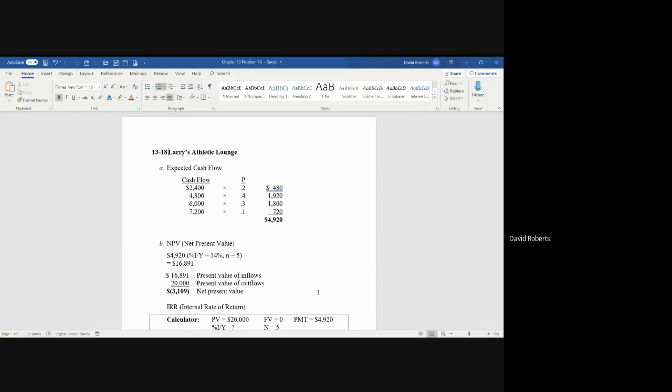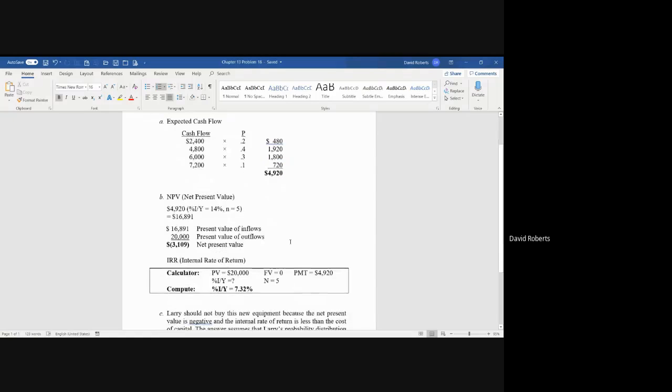And you need to multiply the probability times the cash flow to get the expected cash flow. So you take the 2,400, multiply by 0.2, and you get 480. And you do that for all four possible cash flows. You multiply them by the weight, and then you sum it up. So the weighted average cash flow, or expected cash flow, is $4,920 per year.